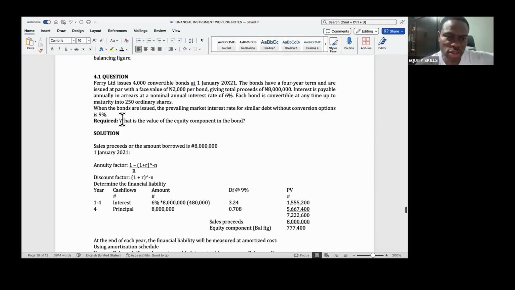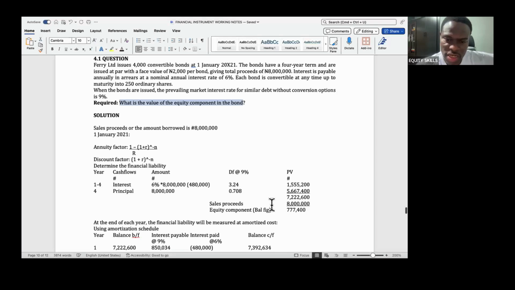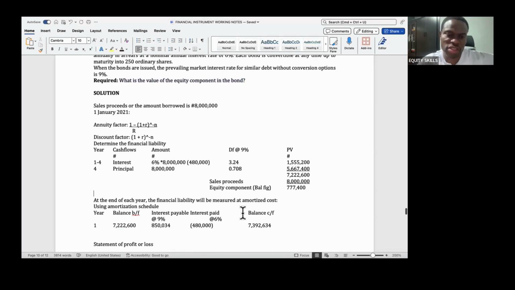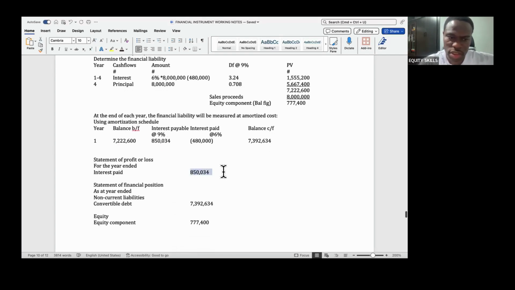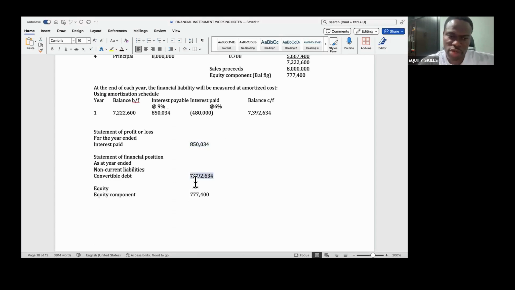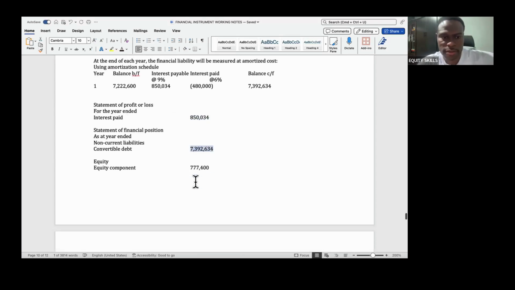I've done more than what they ask us to do. What this question asks you to do is to end here, to just get this. Okay, so I've just shown you everything from the beginning to the end in case they ask you to prepare accounts. So after you have done this, you need to be able to get the value of the liability at the end of the year, what goes to P&L, what goes to your statement of financial position, and all of that.